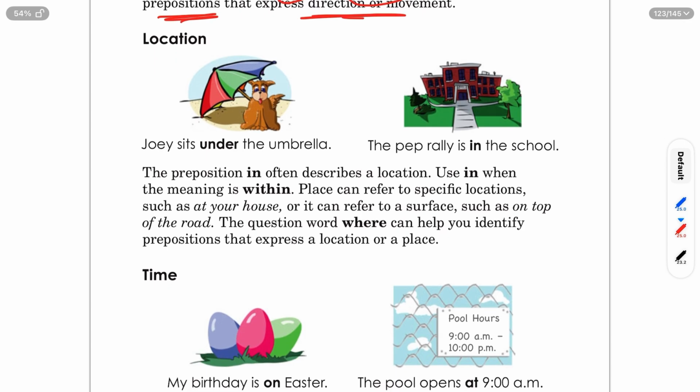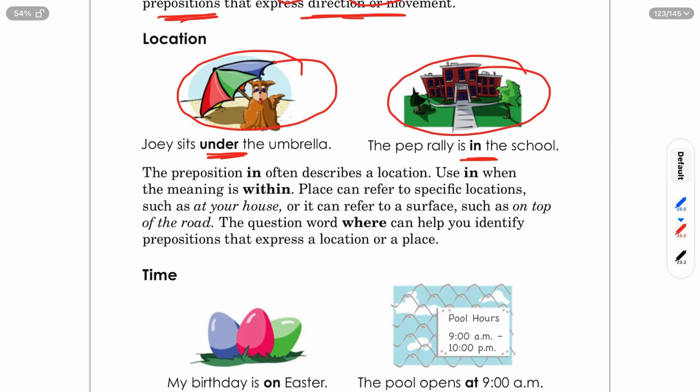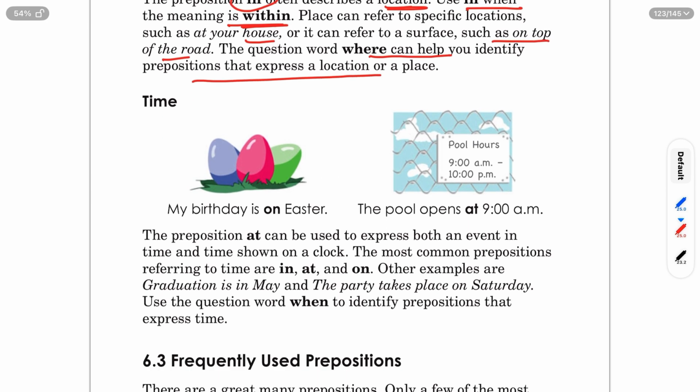The next is the preposition of location. For example, Joe sits under the umbrella. The pep rally is in the school, inside the school. So the preposition in often describes location, used when the meaning is within or inside. Place can refer to a specific location such as at your house, or it can refer to a surface such as on top of the road. The question word where can help you identify prepositions that express location or place.